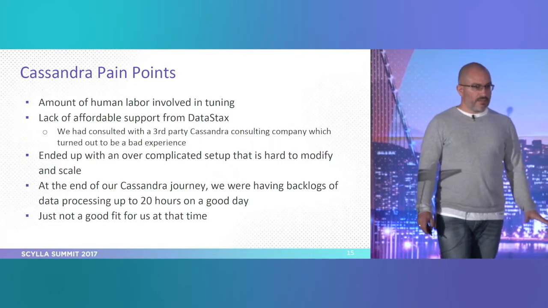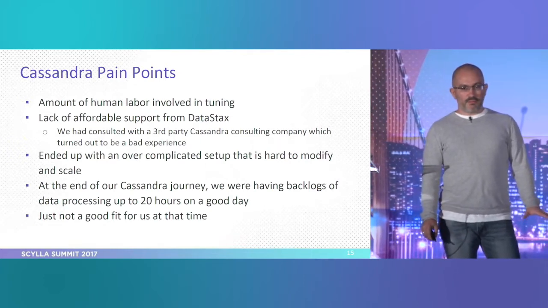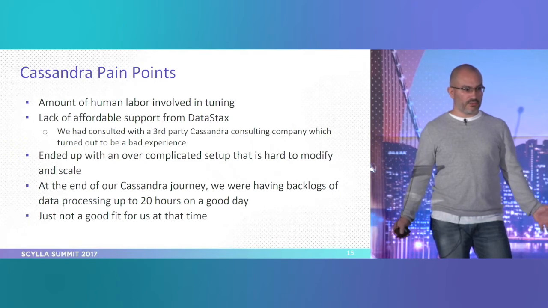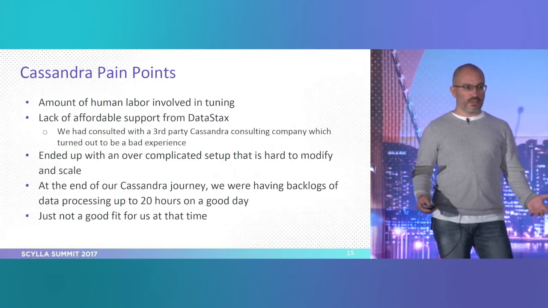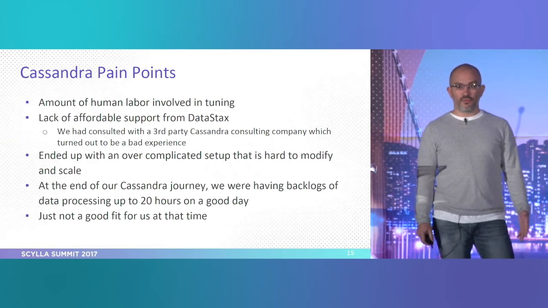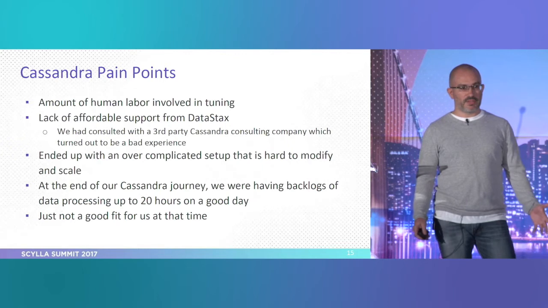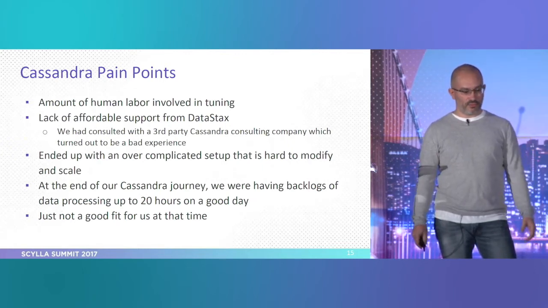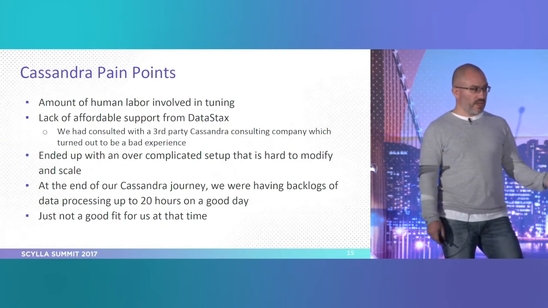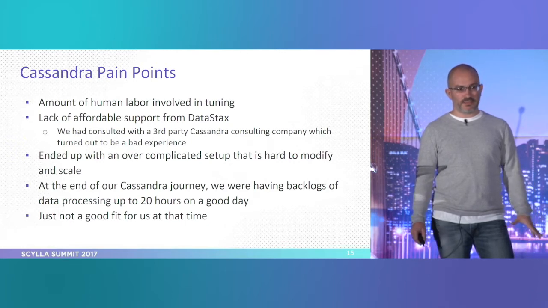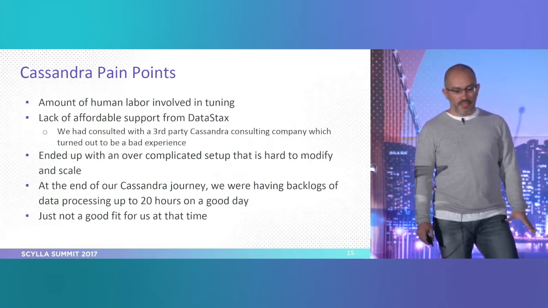So that was about September of last year. We were basically faced with a scalability problem that we needed to solve. One way would have been to scale the Cassandra cluster out, which would have been expensive. Another way was to look for alternatives, something else that might help us fill that gap and improve performance. The pain points that we had with the solution at the time was the amount of labor involved in tuning Cassandra to make it perform well.